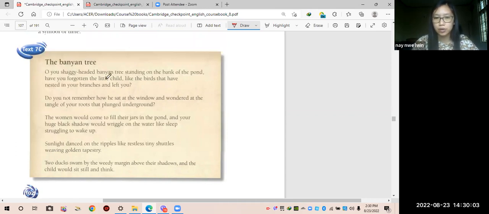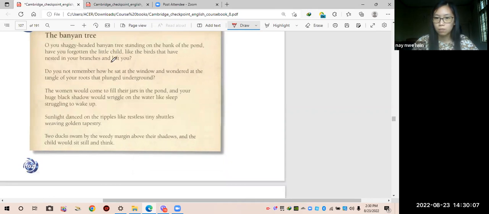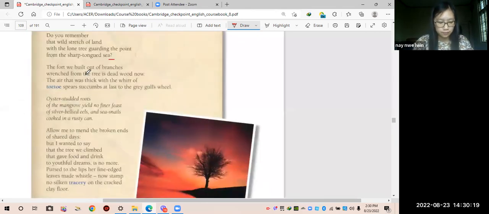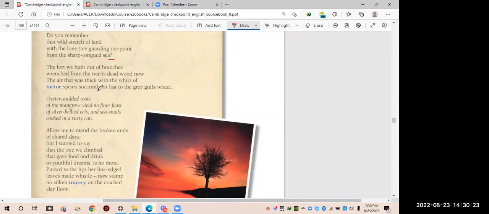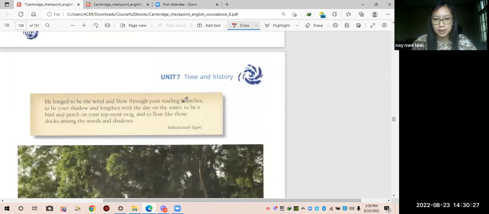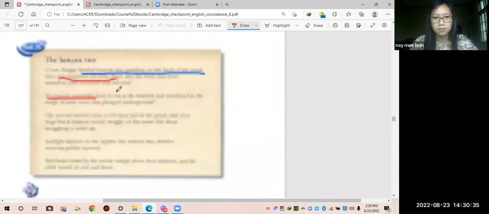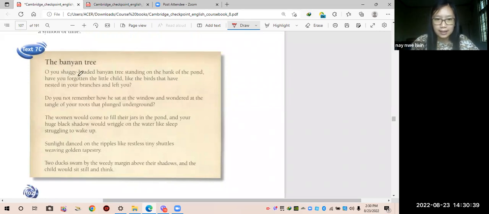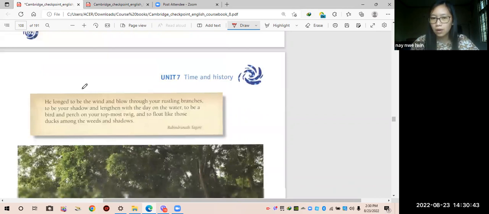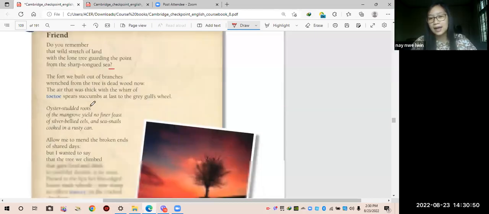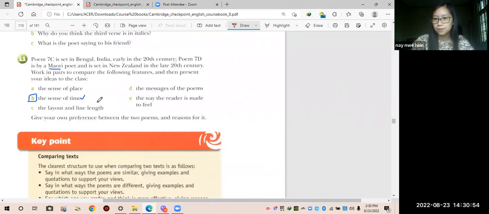Okay, so how many stanzas are there in Banyan Tree? How many stanzas? Six. Six, okay. So how about the French? How many stanzas are there? Six. Six, okay. And how about the length of the stanzas? The length of the sentence. Similar, yes. All right, so layout and line length, at least similar, to different. Similar? Yes, similar.